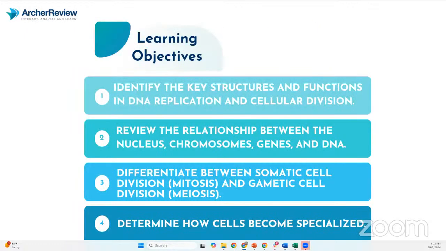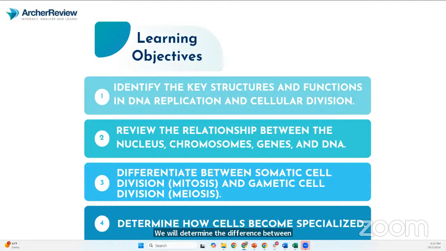Our learning objectives for this section are to identify the key structures and functions in DNA replication and cellular division. We will review the relationship between the nucleus, chromosomes, genes, and DNA. We will determine the difference between mitosis and meiosis.